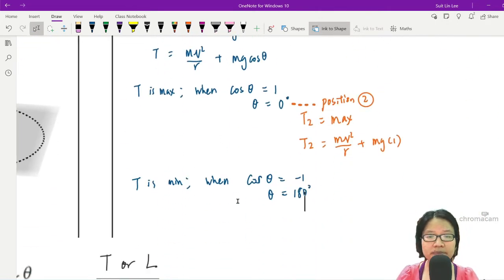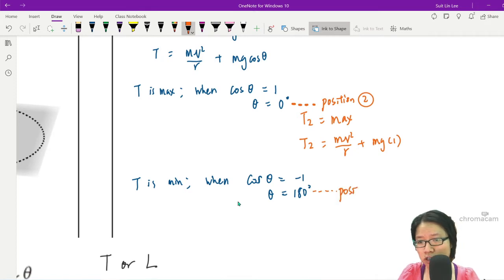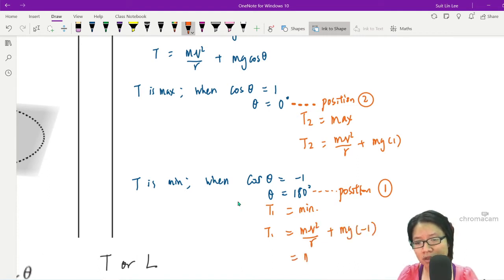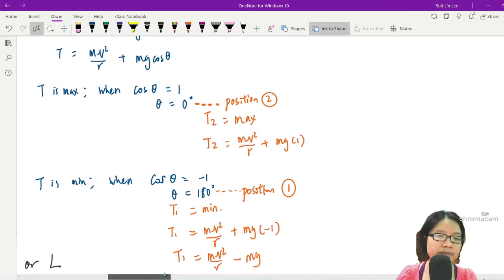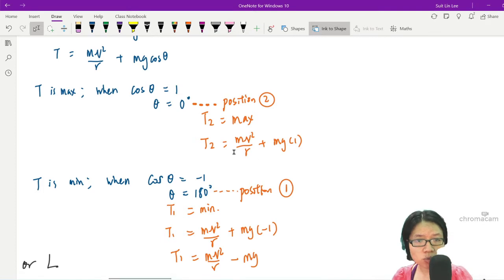So I can put that in. This, my friend, is position 1. So T1 is minimum, and T1 is equal to mv square over r plus mg times -1. So mv square over r minus mg. This is your T1. So I have proven using equation, okay, that T2 is bigger than T1.